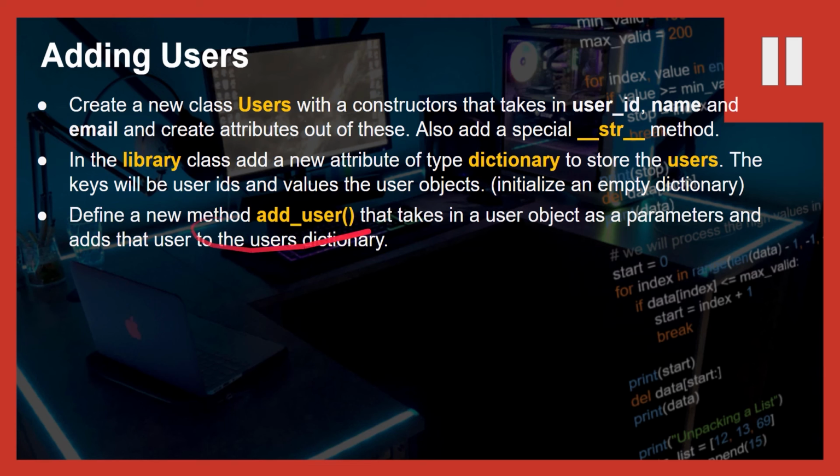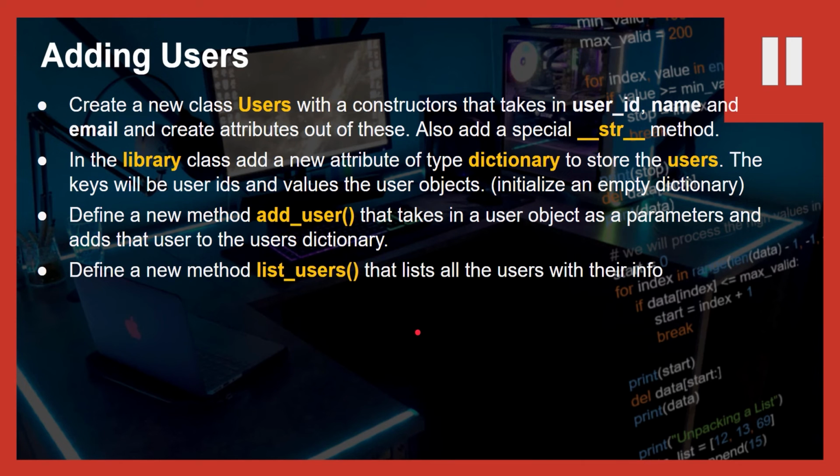Define a new method, add user, that takes in a user object as a parameter and adds that user to the users dictionary. And again, this is a question. Now, I deliberately left it out. Where should you create the add user method? Should it be in the book? Should it be in the user? Or should it be in the library? Try to figure that one out.